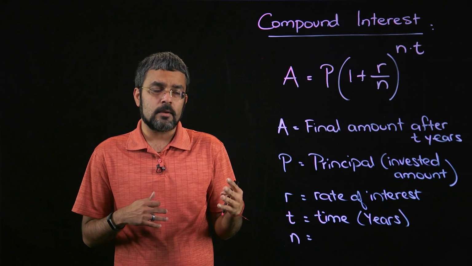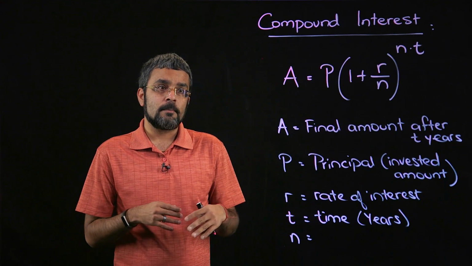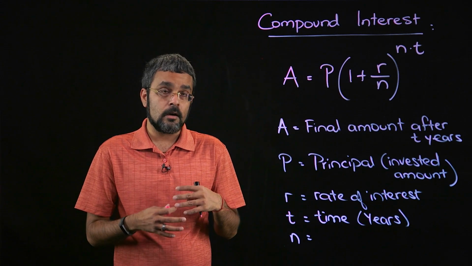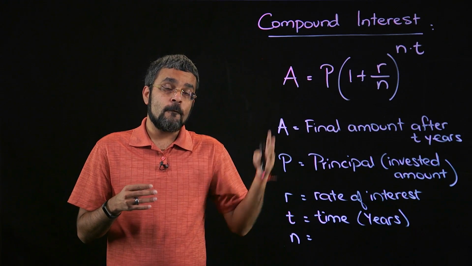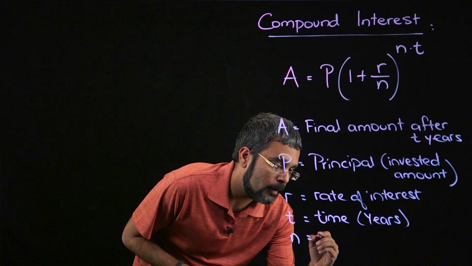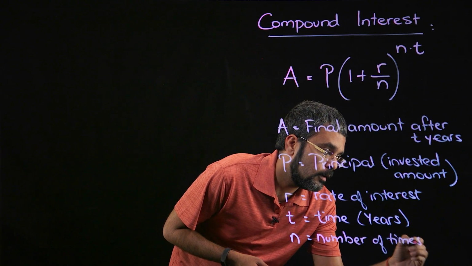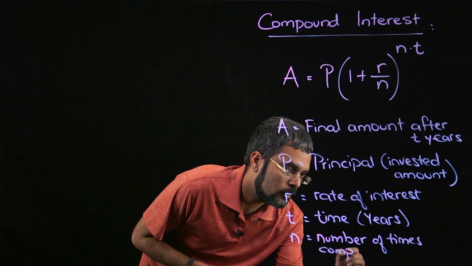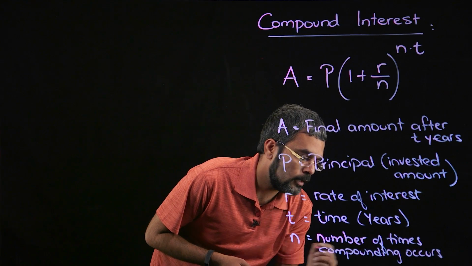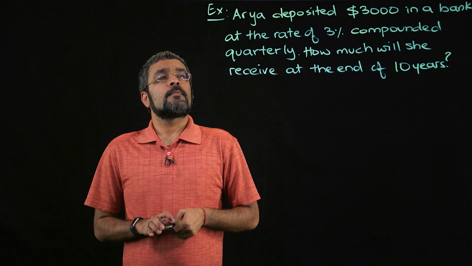Sometimes compounding occurs annually. That is, you get paid interest every year. Whereas sometimes compounding might occur semi-annually. That is, it happens twice a year. Sometimes compounding might occur quarterly, in which you get paid interest 4 times a year, right? Or you could have monthly, which is 12 times. So N is nothing but the number of times compounding occurs in 1 year, okay? So let's take an example and see how this works.